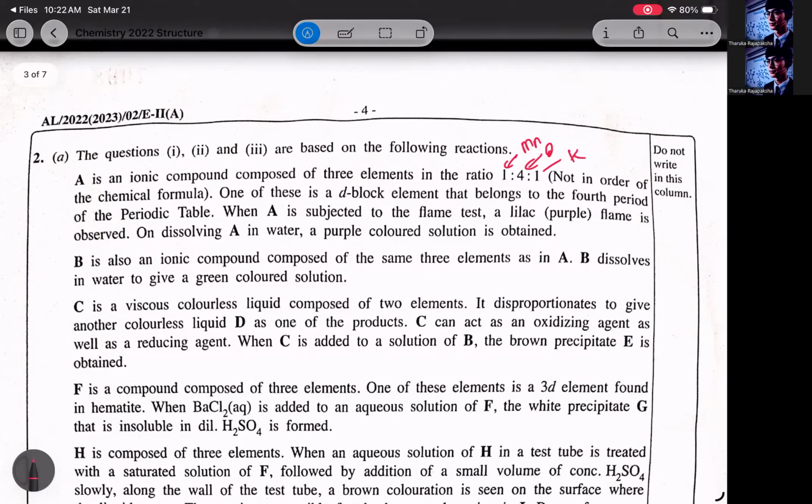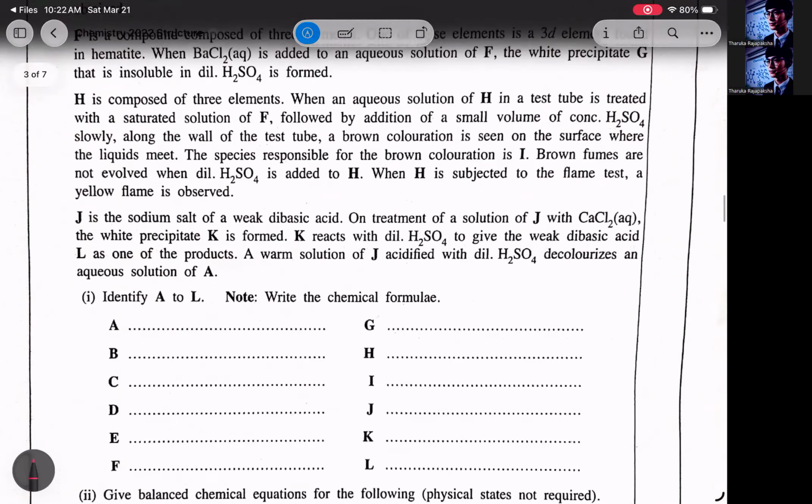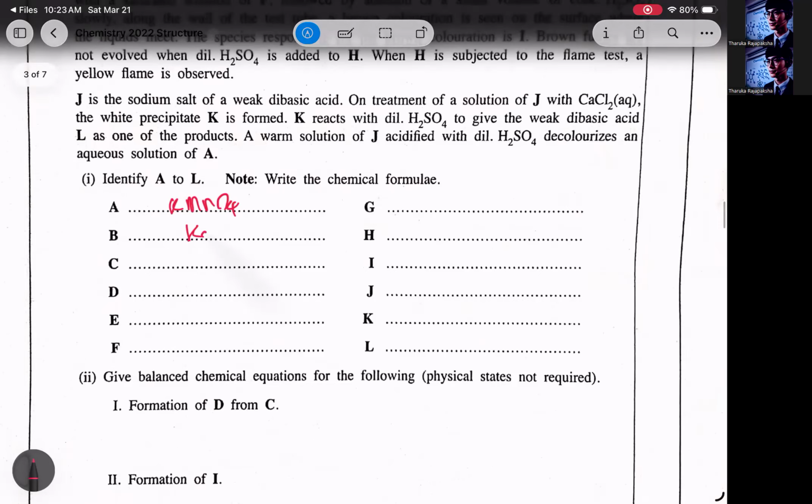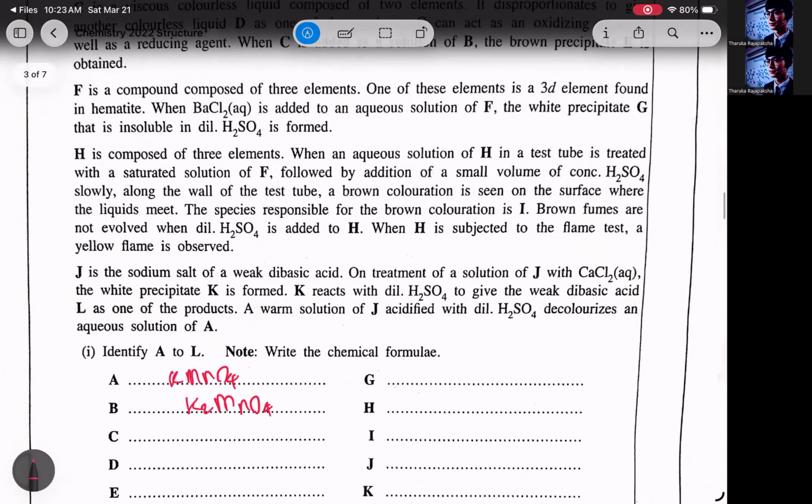Right, so manganese is 1, oxygen 4, and potassium is 1. So you have KMnO4, that is what they're talking about. So A is going to be KMnO4, so I'm going to write here KMnO4. B is also another ionic compound composed of the same three elements, and B dissolves in water to give a green color solution. That's going to be MnO4 2 minus. So actually that is K2MnO4. So next one, C.